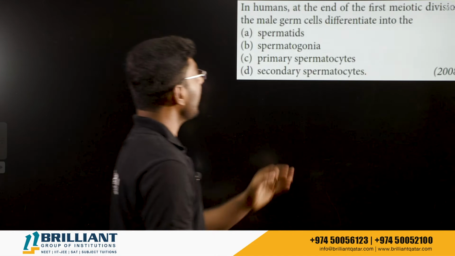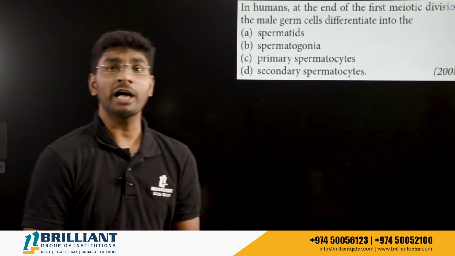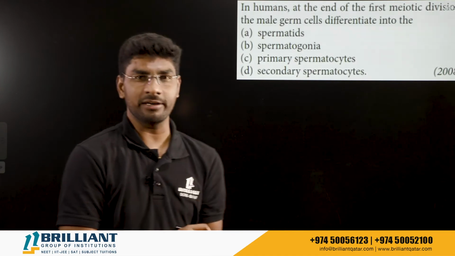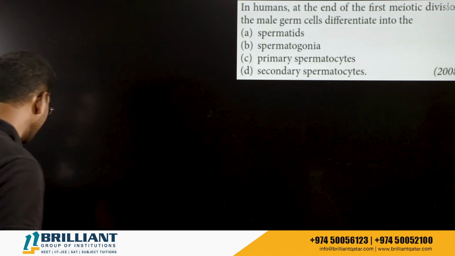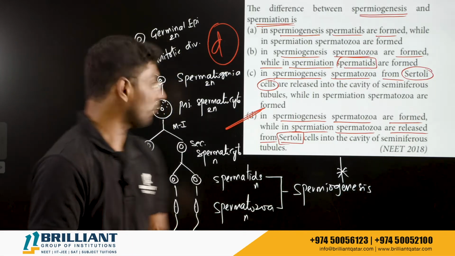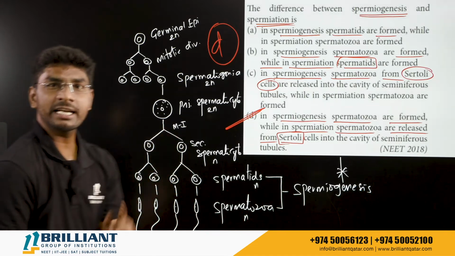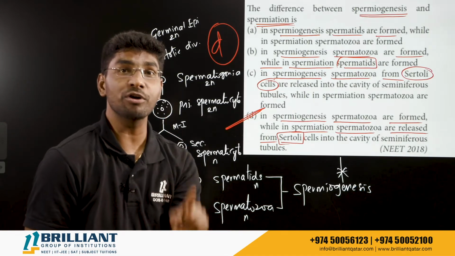In humans, at the end of the first meiotic division, male germ cells are... So I just wanted to go back to the previous slide. Shall I? Look at the previous slide. In the previous slide, we have seen the spermatogenesis process. Can you please tell me what is the first? Primary spermatocytes are giving secondary spermatocytes after meiosis 1.